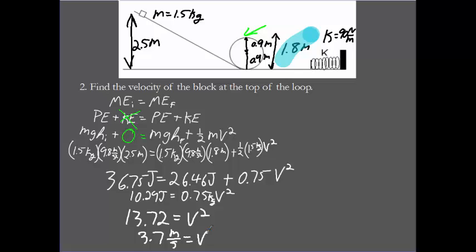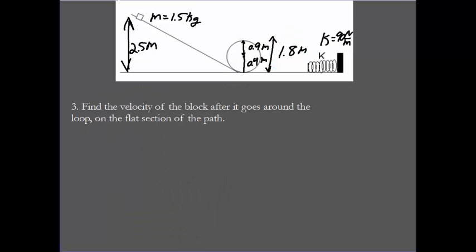Is that reasonable? Yeah, that's not too fast, not too slow. That's a reasonable number. Good. All right, finally, find the velocity of the block after it goes round the loop on the flat section of the path. Let's see, since we have zero friction, we don't have to even pay attention to the loop.